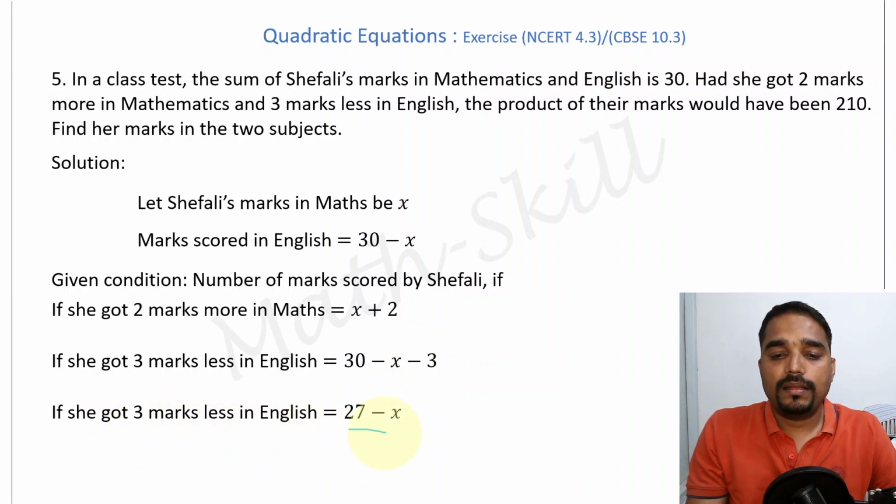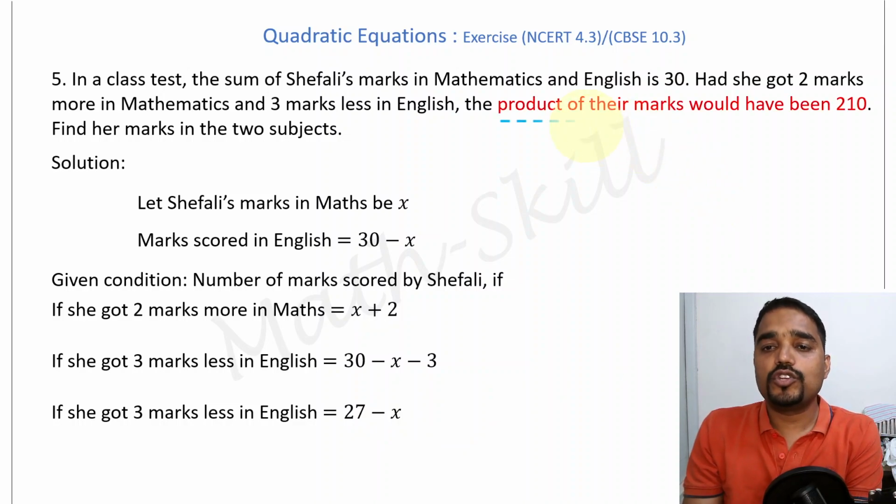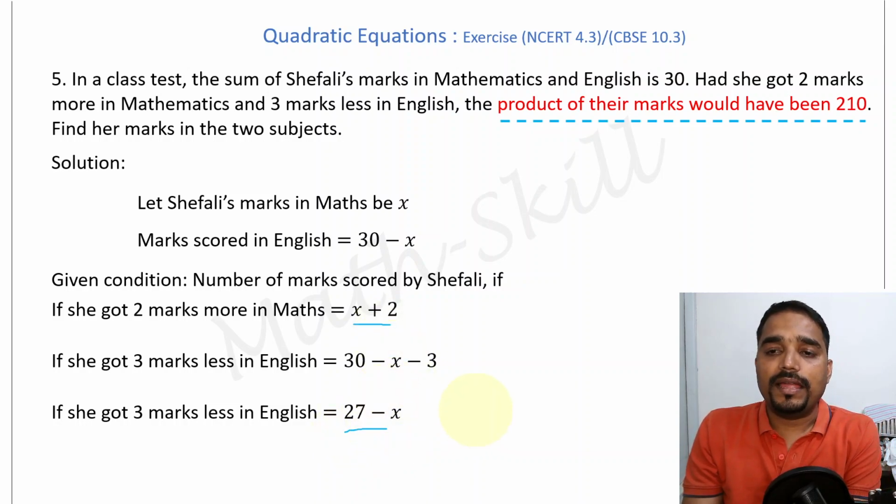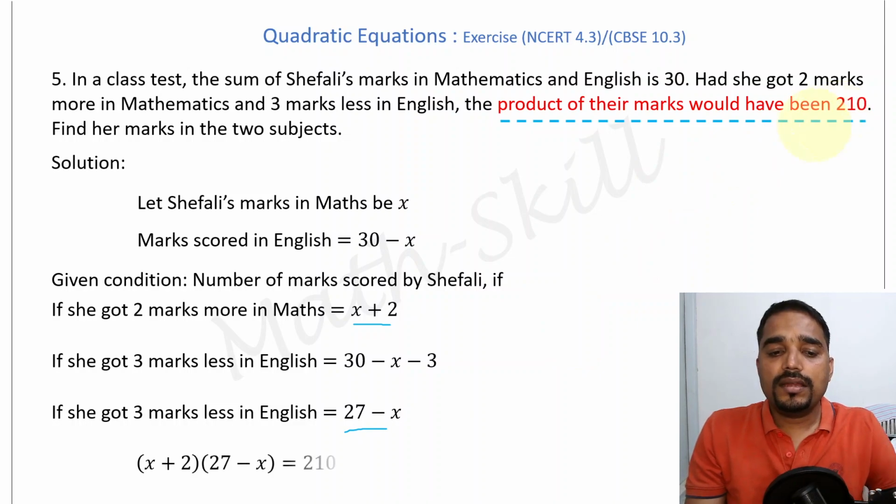Now, what is to be done with these two entities, x plus 2 and 27 minus x? The conclusion of the condition says the product of the marks would have been 210. The product of which two entities? The 2 marks more in math and 3 marks less in English. So we multiply these two and equate it to 210. That is, x plus 2 into 27 minus x is equal to 210.